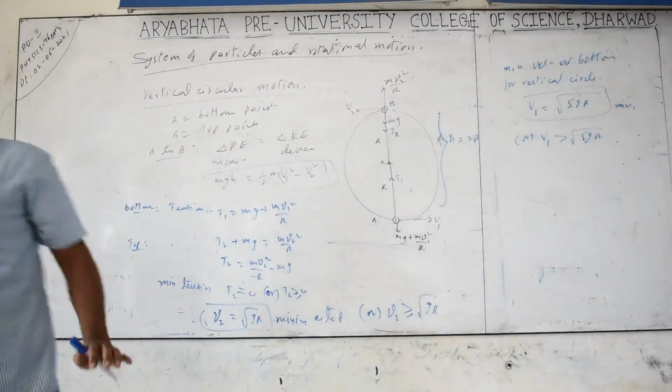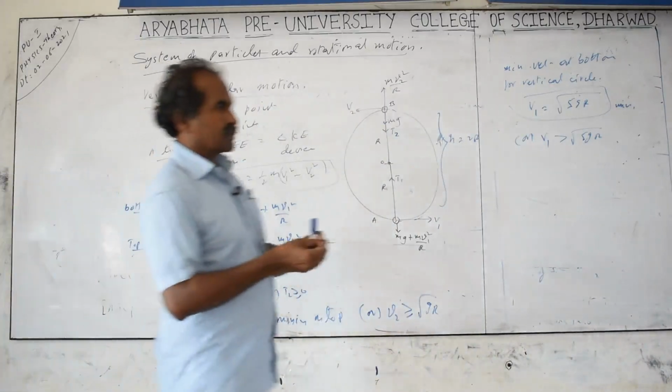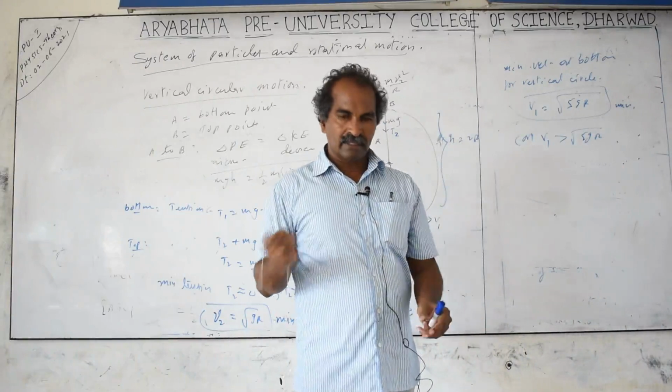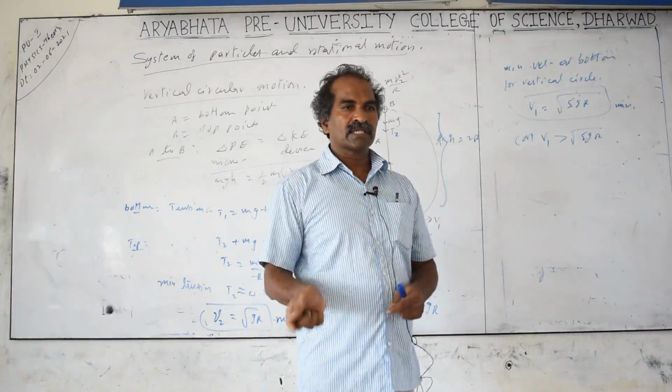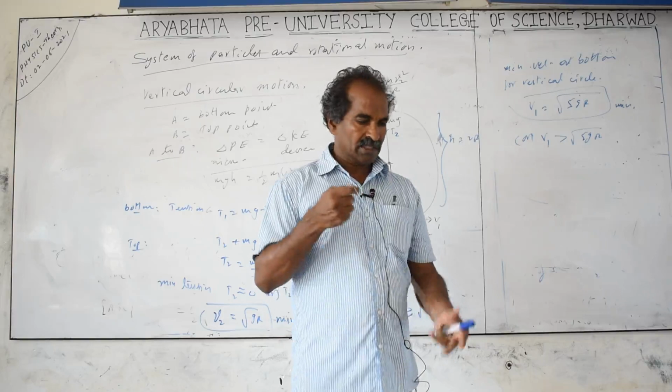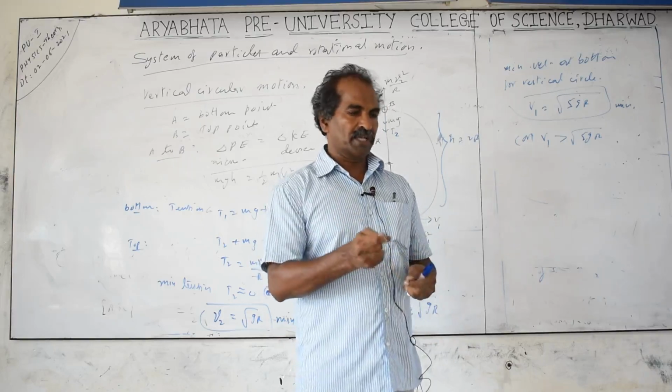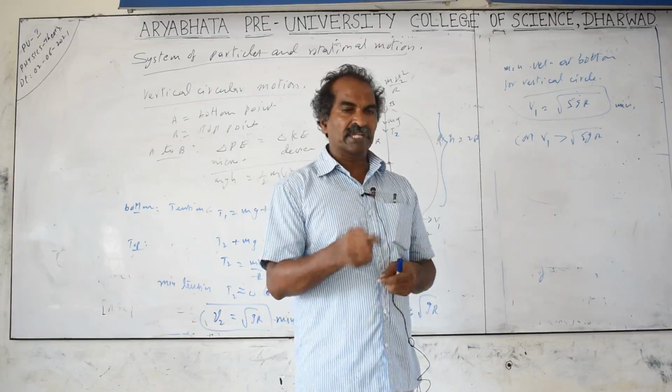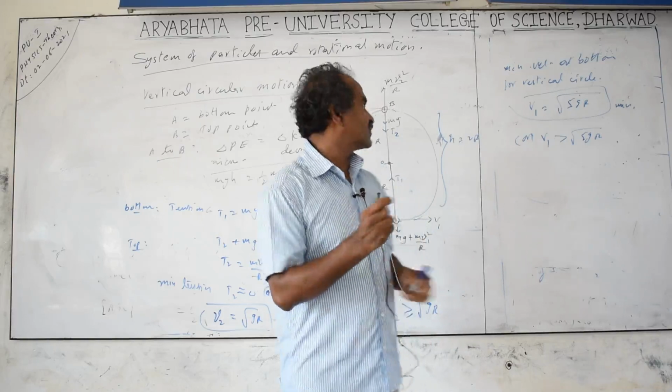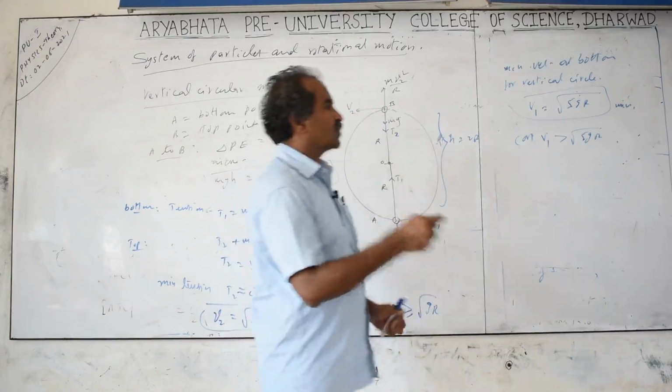Otherwise, it cannot complete the vertical circle. If you take it going up and downwards and the velocity is not sufficient, it falls downwards. If the string is loose, there is no tension; if the string is tight, tension is there. So at the topmost point, that much velocity is required. You will find this in the circus globes.